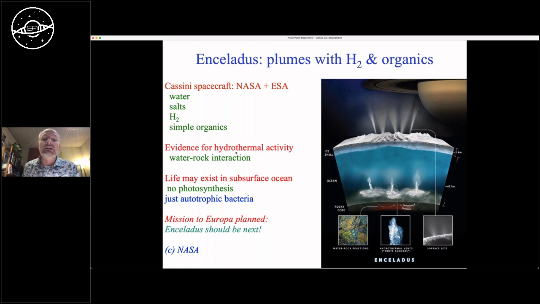So it can't be ruled out. It is a possibility that there are some simple life forms in this subsurface ocean. Of course, it would have to be simple because it doesn't have access to sunlight. So this would be mostly bacteria living off chemical energy. The moon Europa around Jupiter is a bit similar in structure, and it will be visited by spacecraft this decade. And I think it would be good if we should also plan a visit to Enceladus and investigate its structure in more detail.